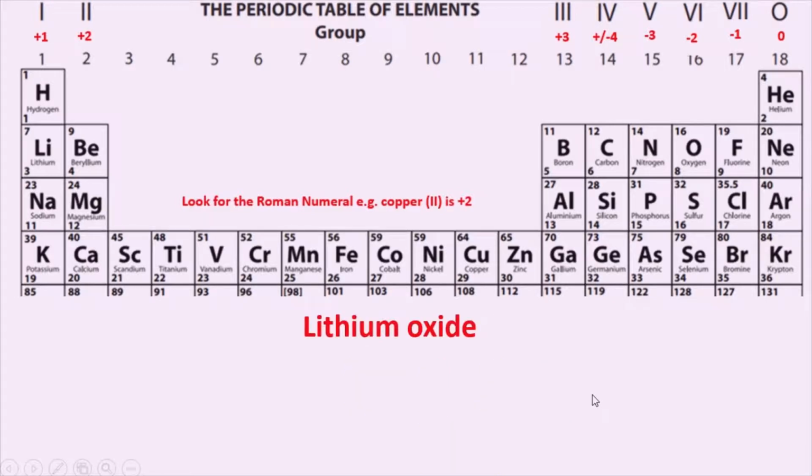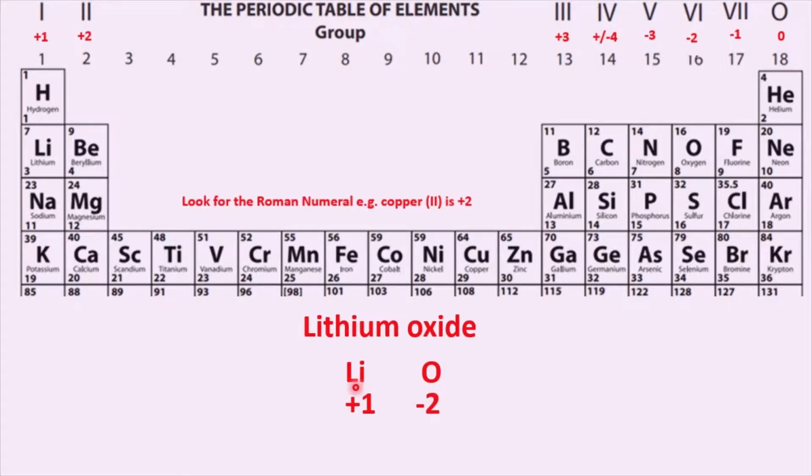Next one, lithium oxide. To work out its formula, we take lithium here, oxygen here. So there's the symbol for a lithium atom, there's the symbol for an oxygen atom. Lithium is in group 1, +1, oxygen's in group 6, -2. And again, going back to what that really means, this wants to lose 1 electron, so this wants to lose 1, this wants to gain 2.